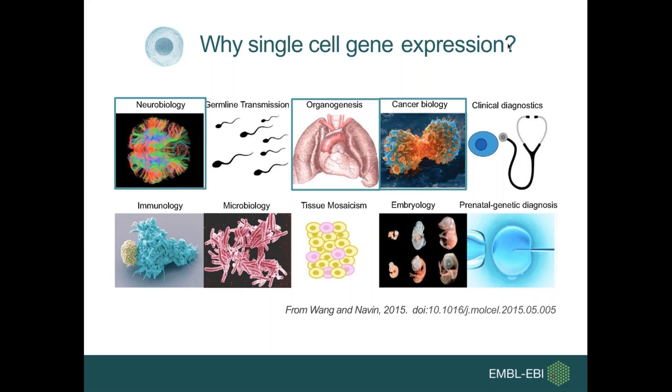Similarly, in organogenesis, our classification of cell types has for decades relied on a very limited and small number of cell markers to distinguish different cell types. Again, single cell sequencing can bypass all this and offer an unbiased way of classifying cell types based on their expression.